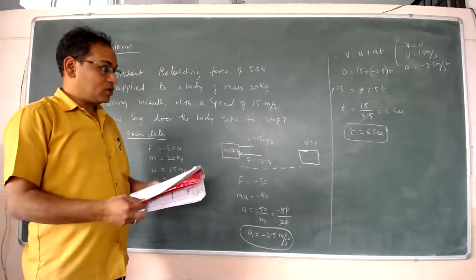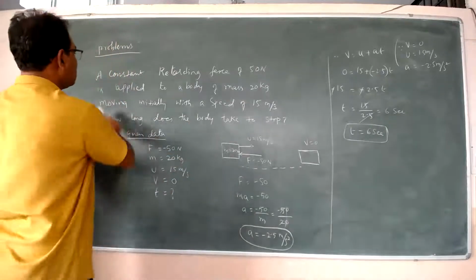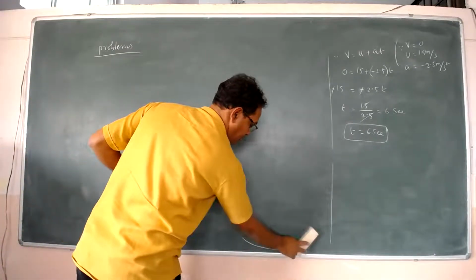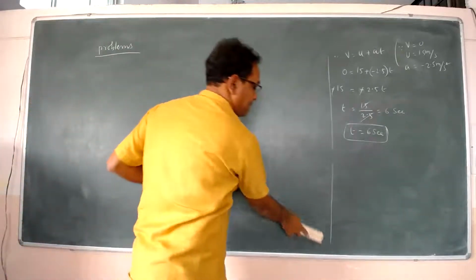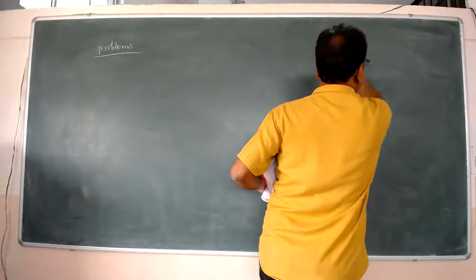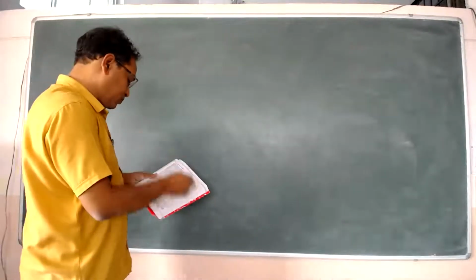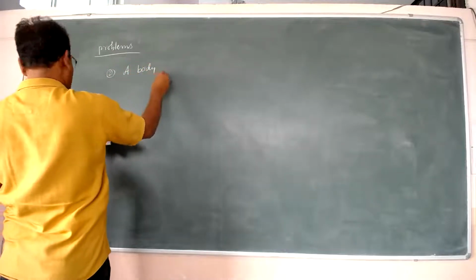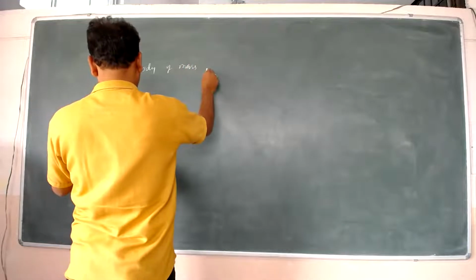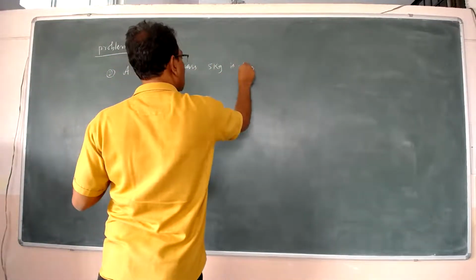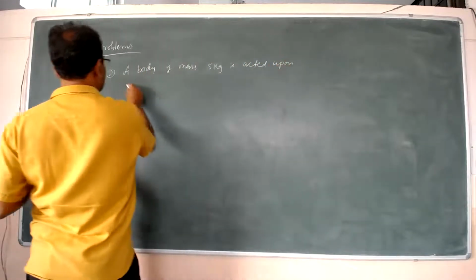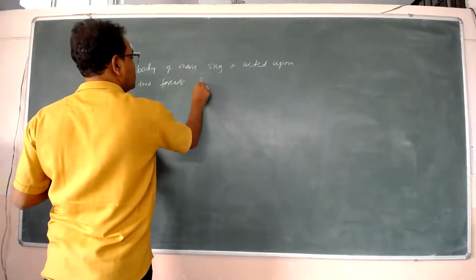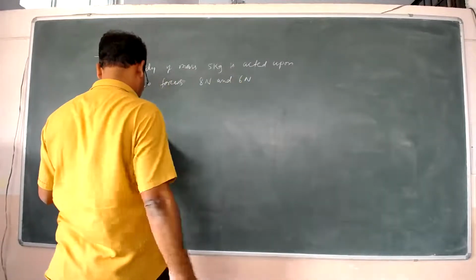Okay. Now let us go for the second one. Next problem. Second problem. A body of mass 5 kg is acted upon by two forces, that is 8 Newton and 6 Newton.